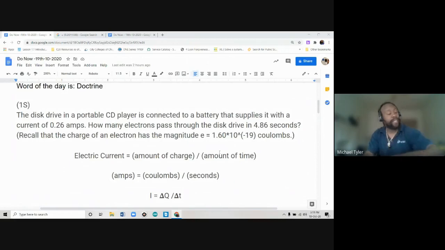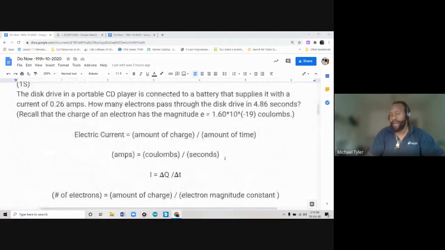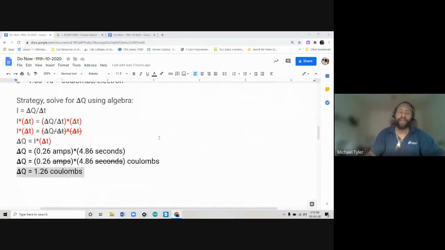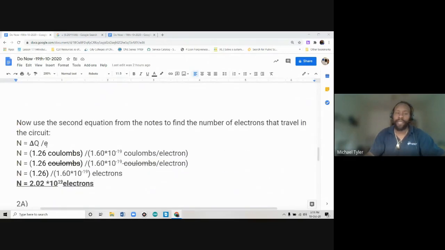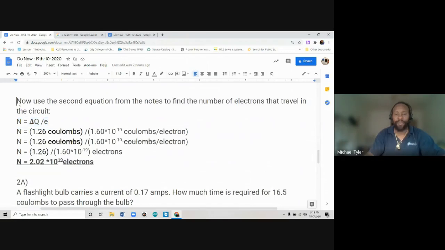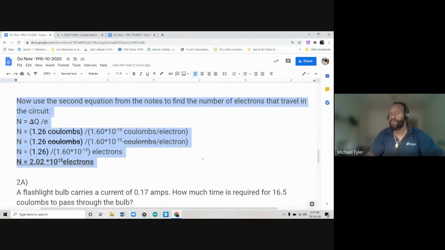So with that said, you're now going to look at how to just get the number of electrons. That's what the problem asked for. The problem said, how many electrons pass through the disk drive in 4.86 seconds? So if we come down here, you'll notice we got to use that second equation. N, the number of electrons, is equal to the amount of charge divided by our constant, the magnitude for electrons. So here's the last set of notes you're going to need. And then we're going to discuss problem 2. That's why I went through it this way, because we only get an hour. It's a lot of scroll up, scroll down.